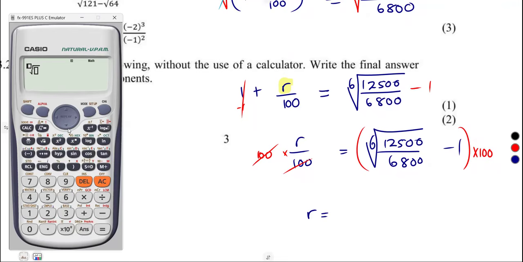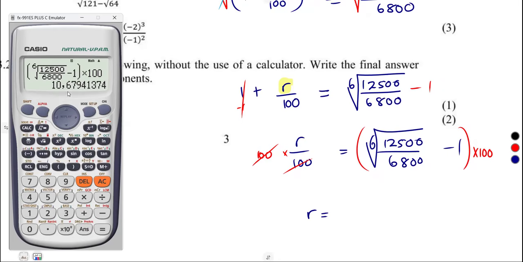So shift, then the sixth root of, and I'm supposed to put a bracket before. The sixth root of 12,500 over 6,800, like this. Then move aside, move aside again, subtract 1, close the bracket, and multiply by the 100 outside of the bracket as it is.